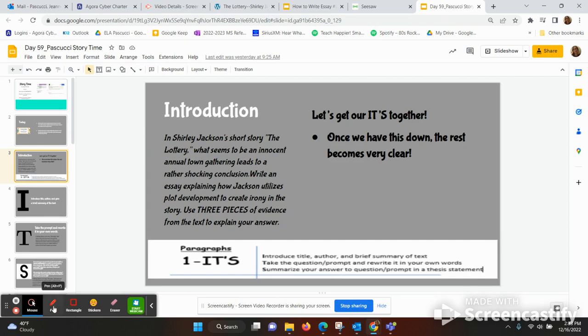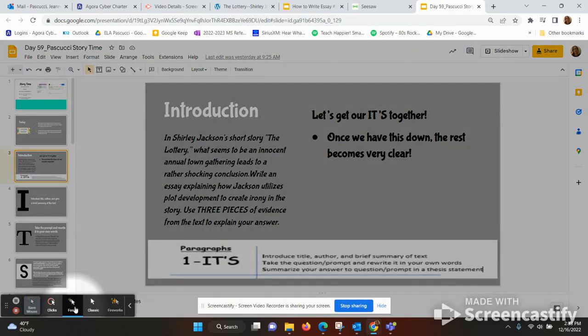All right, so the ITS. That's the ITS and It's Ted's car, okay? Once we have this down, the rest becomes very clear. So let's get our ITS together, all right? So it stands for I: introduce the title, author, and give a brief summary of the text.